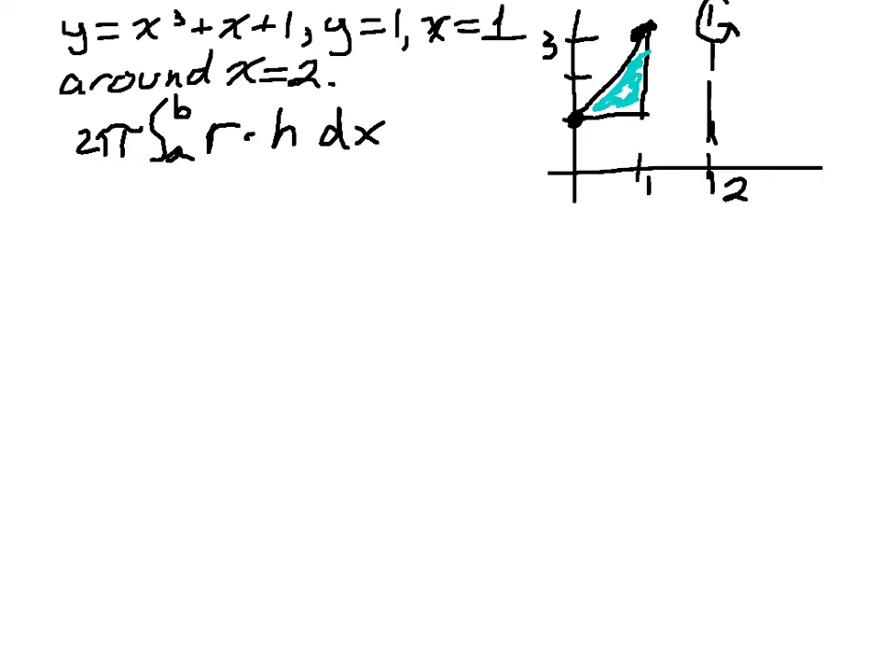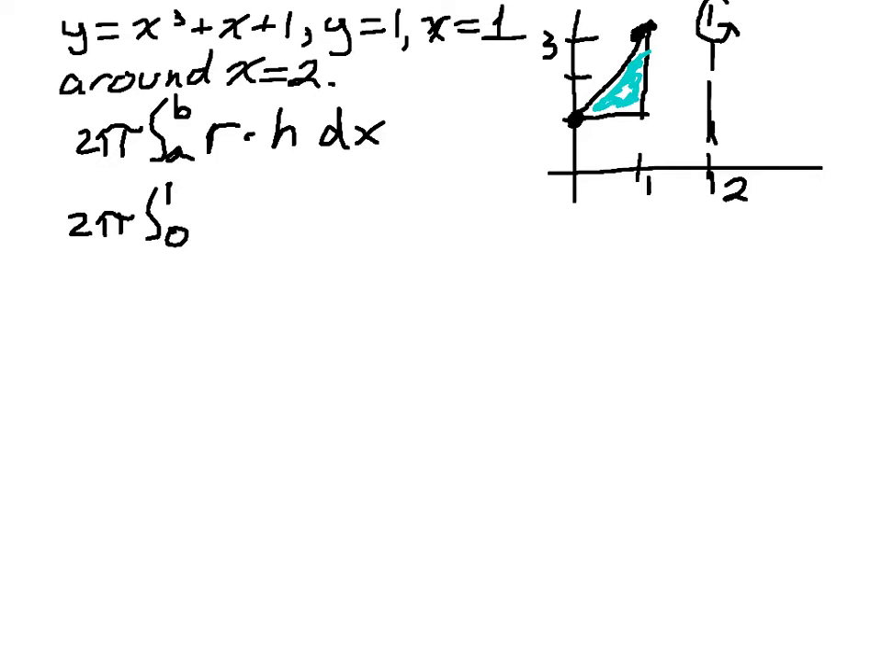So in this particular case, we'll have 2 pi. And then we can see by looking at it that the region over which we're going to integrate, the area, or the radii, are from 0 to 1. So that's going to be our bounds on integration, 0 to 1. And now what we need is the radius.